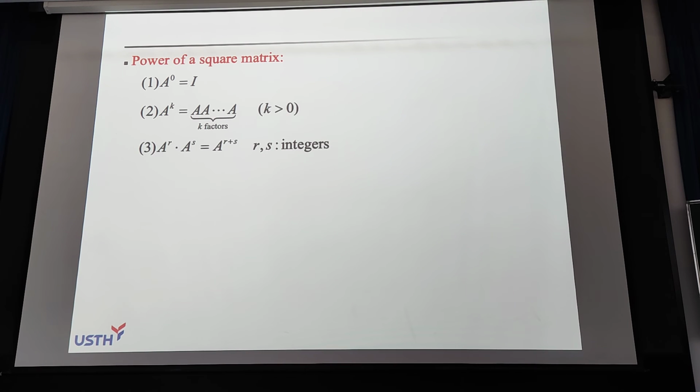We have that property is very easy to verify, that A to the power R multiplied by A to the power S equals A to the power R plus S. That is quite similar to the operation on the number.